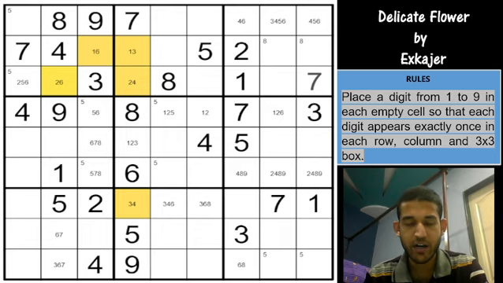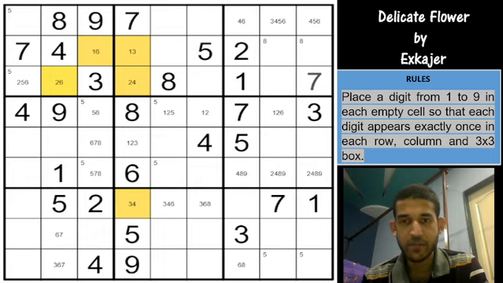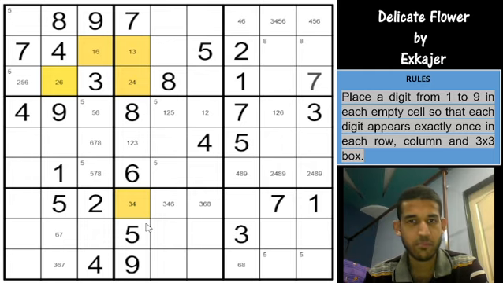And this is how I solved the Sudoku. When I attempted it about an hour back, I found this logic and it took me about 15 minutes to complete the Sudoku. So now let's see what happens if none of these two cells contain a 6.